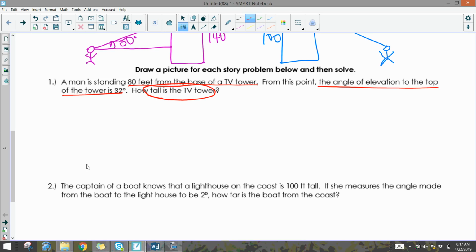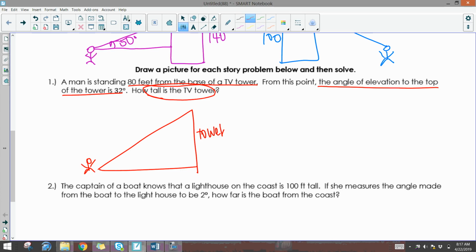So the man is standing down here. Okay, he's looking up to it, and you have a TV tower over here. Okay, so this is your tower. And it says he's standing 80 feet from the base. Well, the base is the bottom, so he's 80 feet from it.